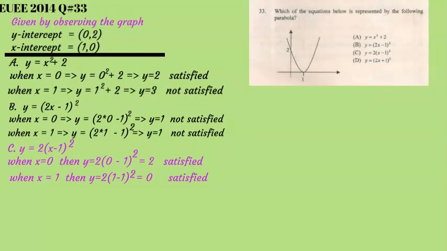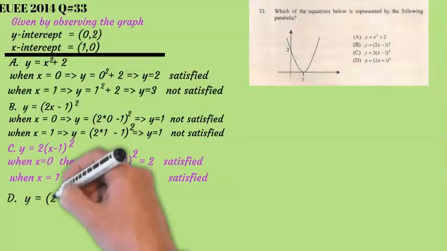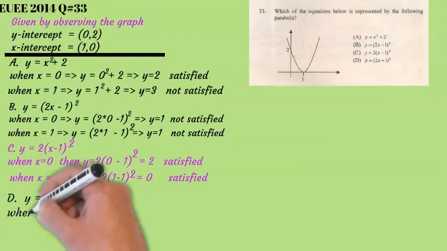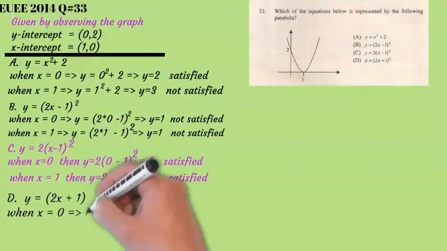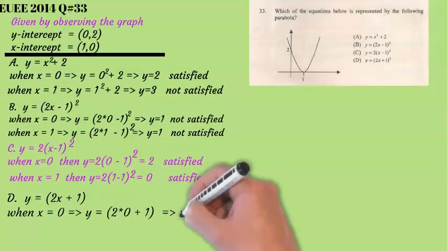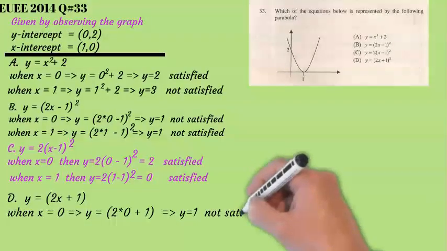So let's check D also. So we have y is equal to 2x plus 1 square. When x is 0, y is equal to 2 times 0 plus 1. So 2 times 0 is 0, plus 1 is 1, 1 square is 1. So it's not satisfied that y-intercept.